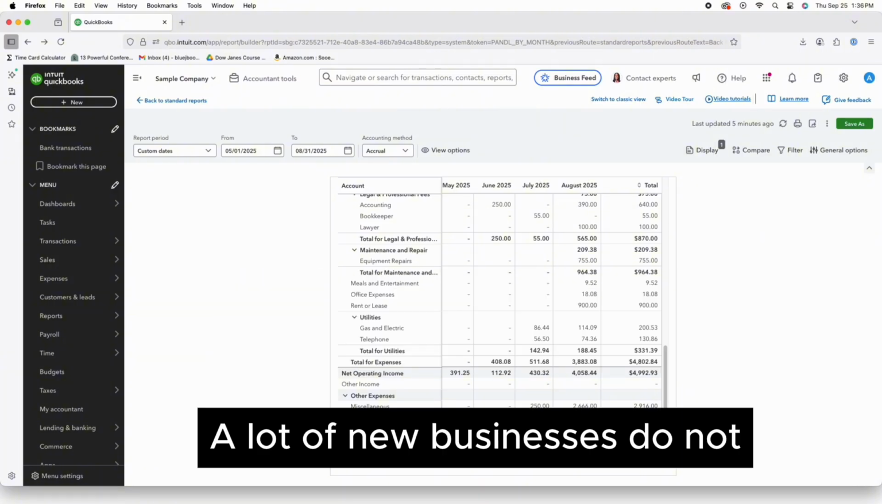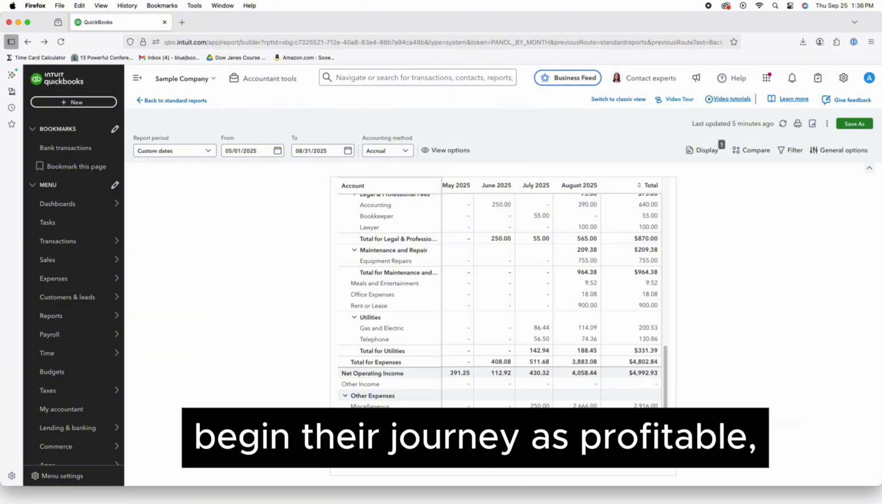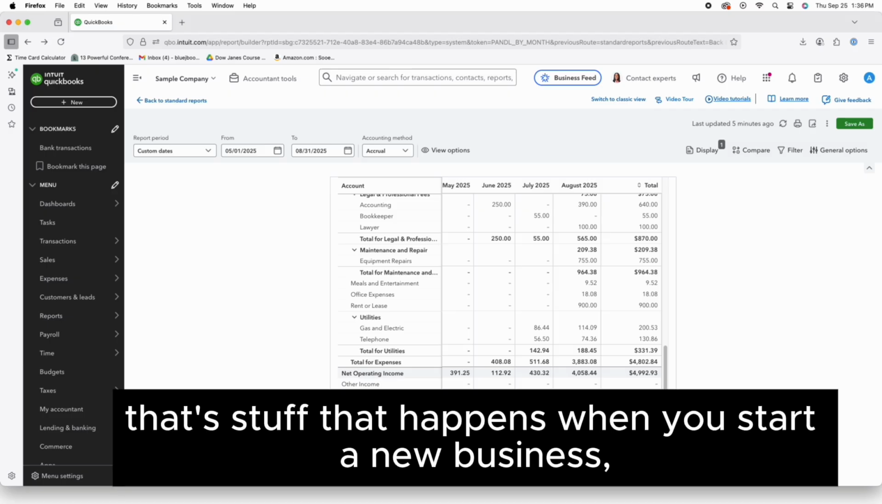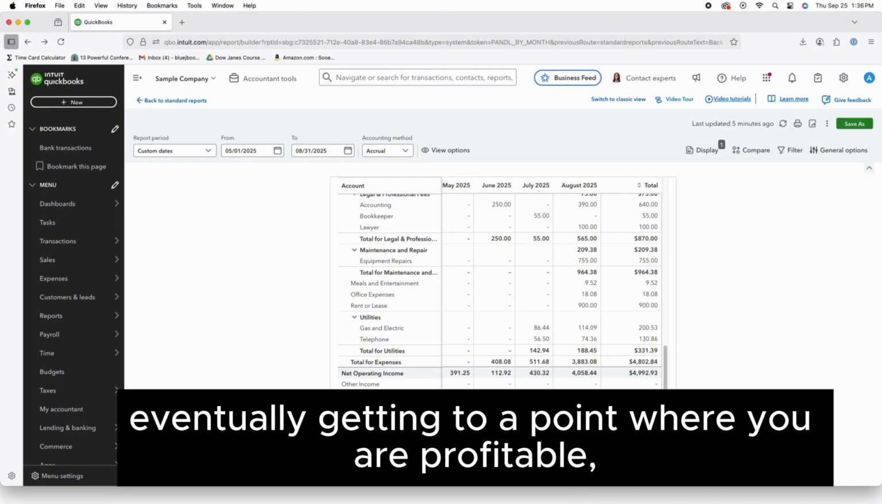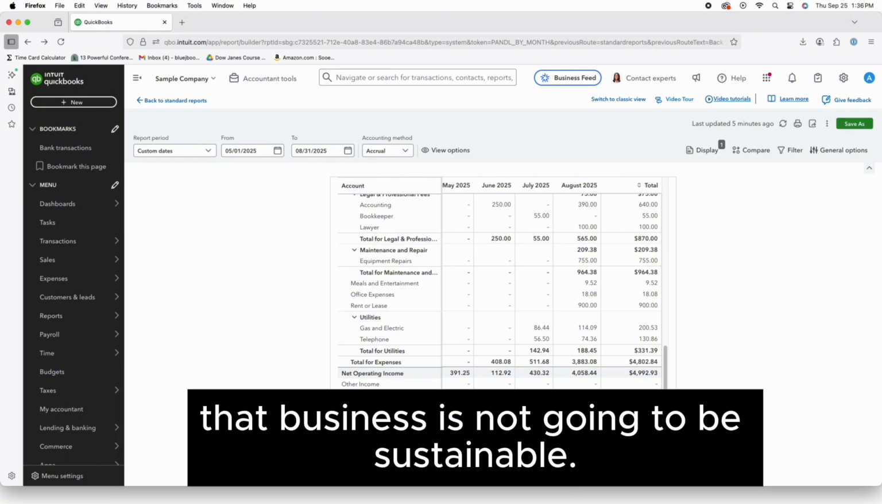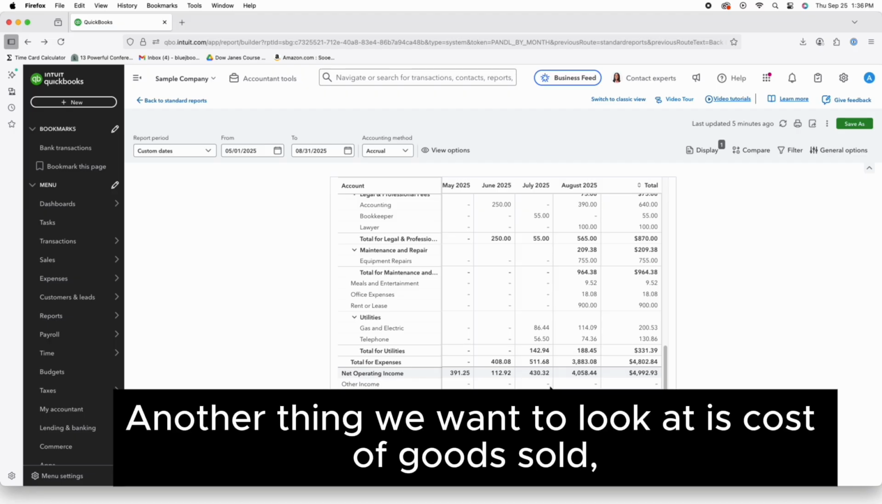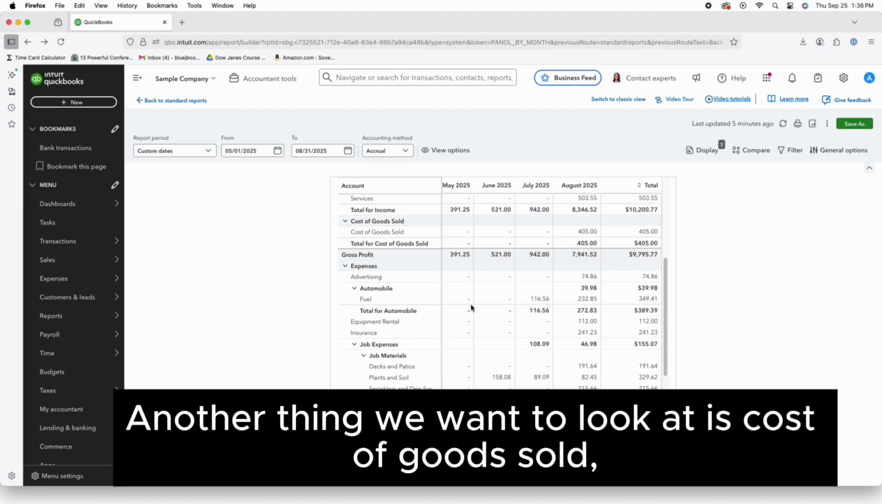A lot of new businesses do not begin their journey as profitable, and that's okay. That's stuff that happens when you start a new business. But if you're not eventually getting to a point where you are profitable, that business is not going to be sustainable. Another thing we want to look at is cost of goods sold.